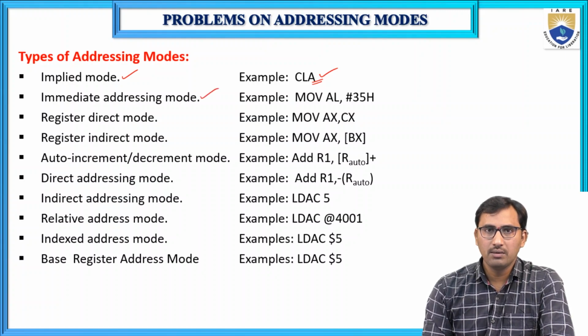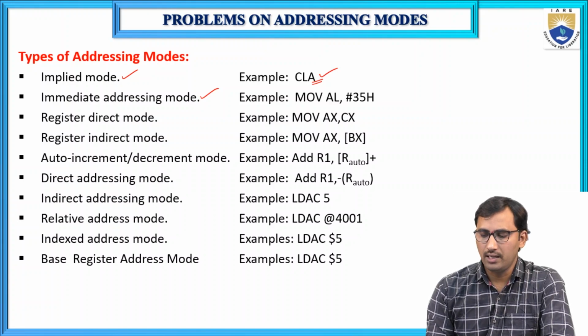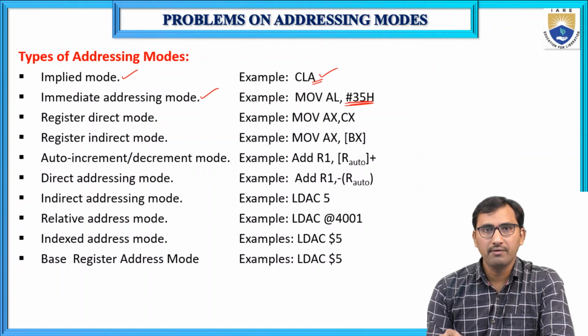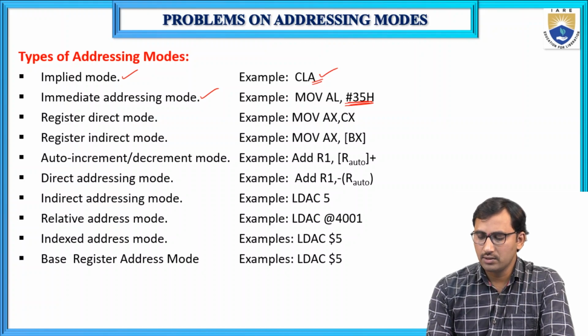And the second one is the immediate addressing mode. In immediate addressing mode, the operand is specified in the instruction directly. In the address field, they have represented the operand. Hash represents the immediate operand. That means 35 is the immediate operand or immediate data.